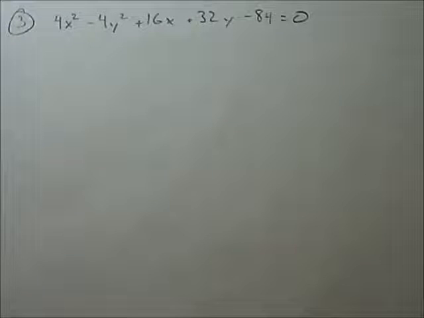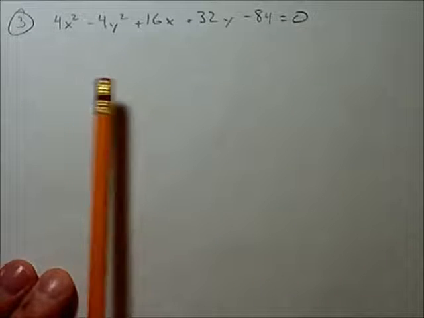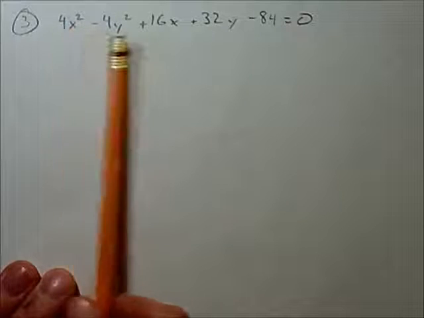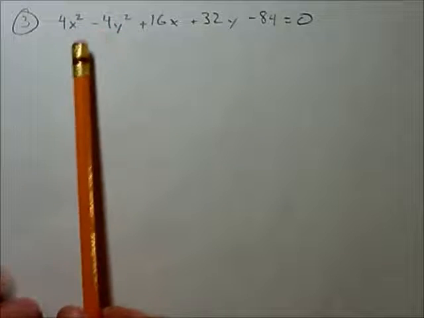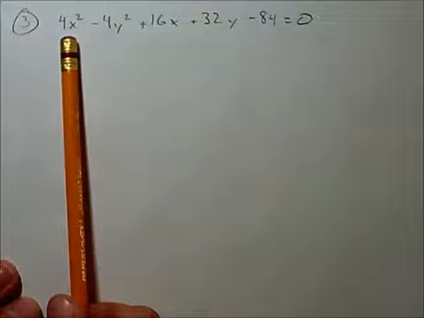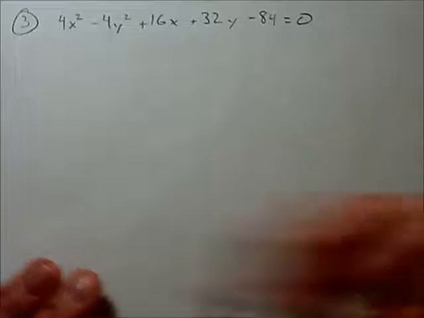Here's number 3. To put this one into general form, we need to complete the square. And again, we know this is going to be a hyperbola because we have the x squared and the y squared, but one of them is negative. And we know it's going to be a horizontal hyperbola because the x value is positive. That's our major axis.